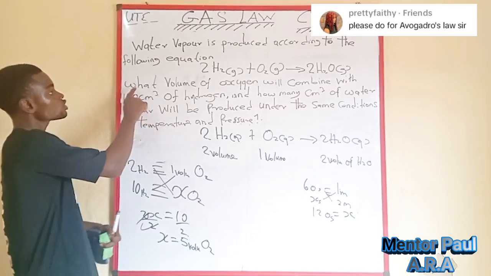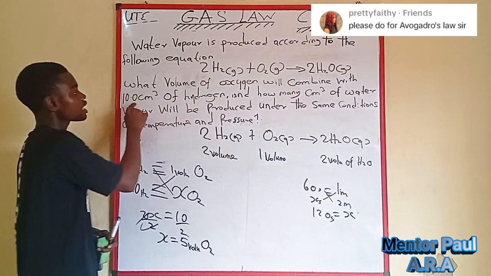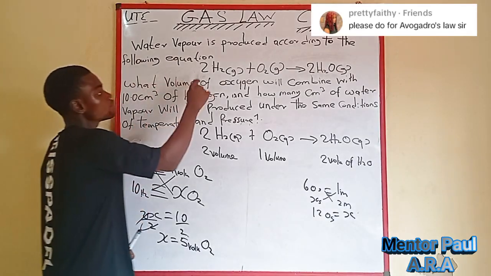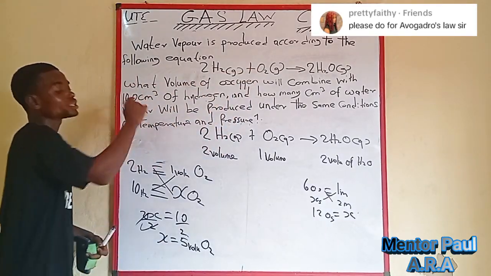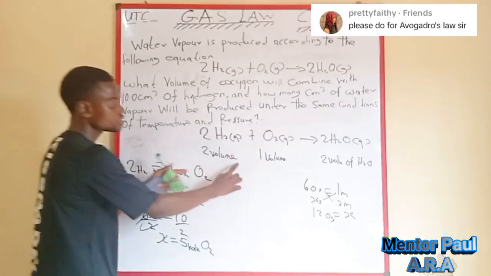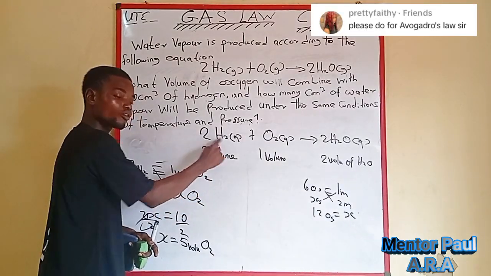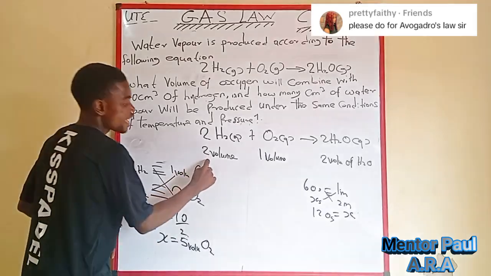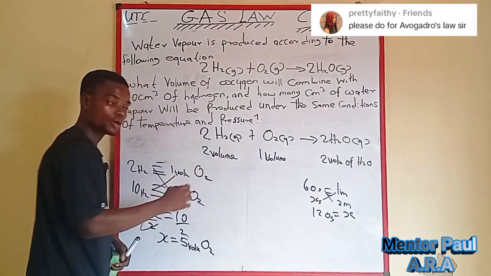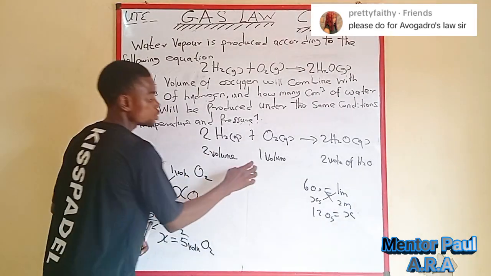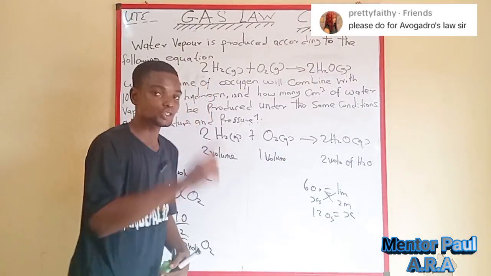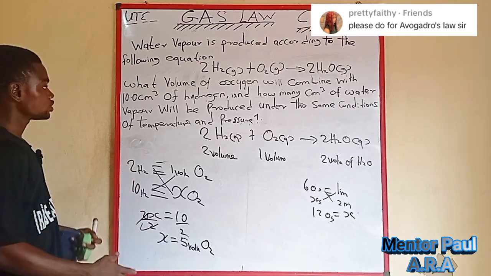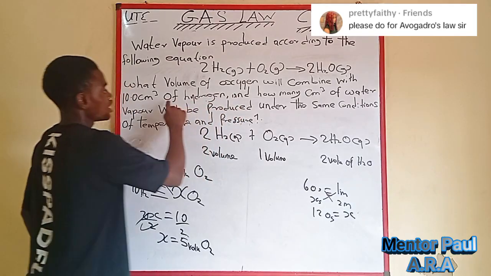So the question says what volume of oxygen will combine with 10 cm cube of hydrogen. So now we can say that 5 cm cube of oxygen will combine with 10 cm cube of hydrogen. Remember how I got it by saying that since 2 volumes of hydrogen can react with 1 volume of oxygen and they are very much equal, hence 10 cm cube of hydrogen will be equal to the unknown value of oxygen. You cross multiply. Now that is the first question.